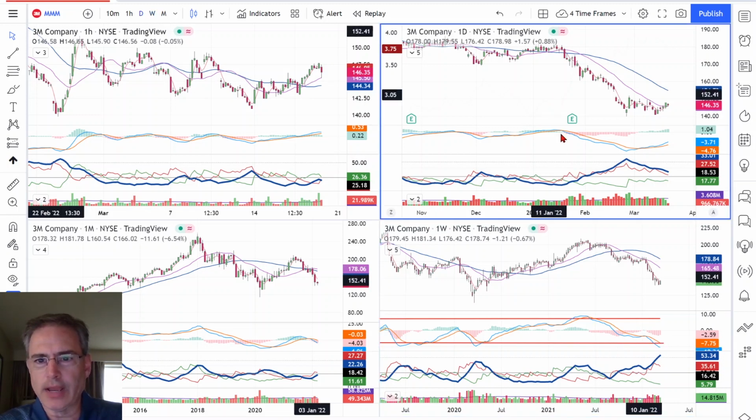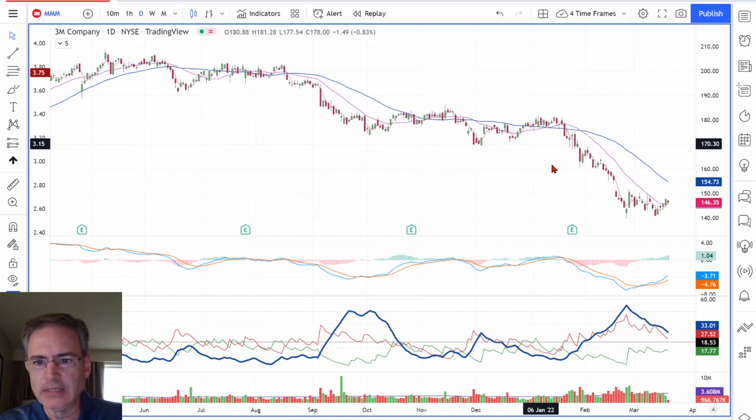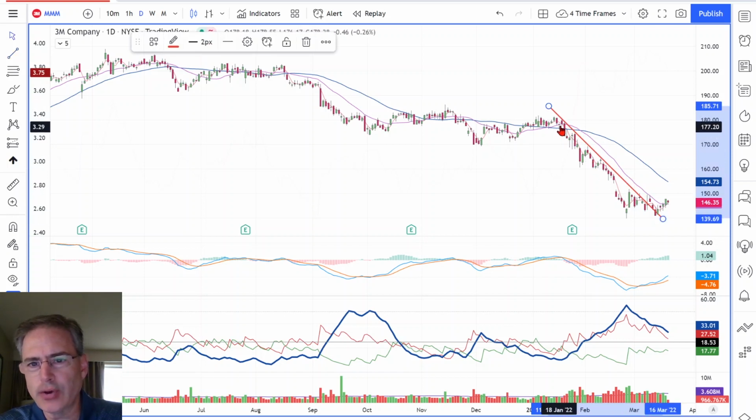So now I want to go down to the daily chart and look at what's taking place. So there's a few things that I'd want to isolate here. Number one, we had a trend line that was a pretty good trend. You started it here, tested it, tested it, tested it, tested it again, and then we broke it.